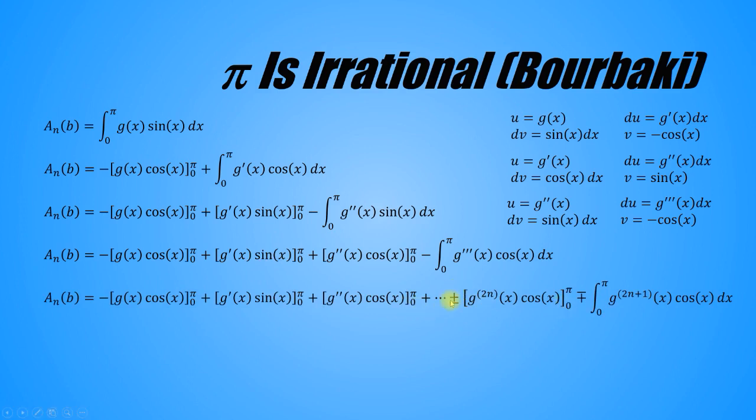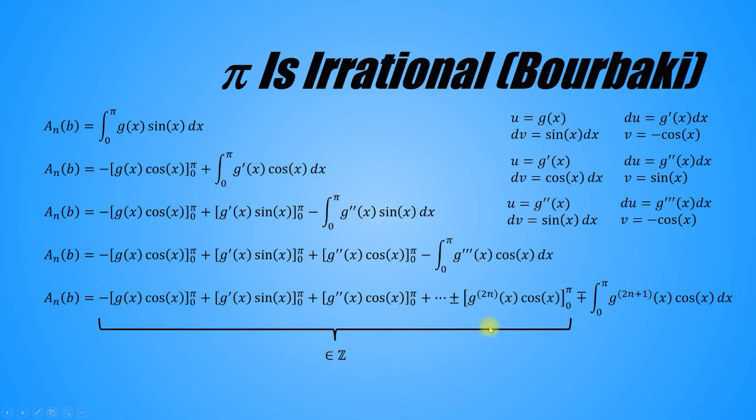And this plus or minus sign is there because the sign of the last bracket could be positive or negative, depending on whether n is even or odd. Now, as we noted on the last slide, all the derivatives of g, and of course g itself, are integer valued at 0 and pi. And of course sine and cosine are integer valued at 0 and pi. So all of these brackets are integer valued, and so their sum is as well.